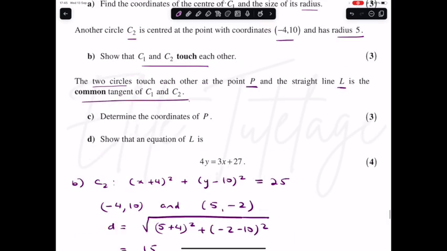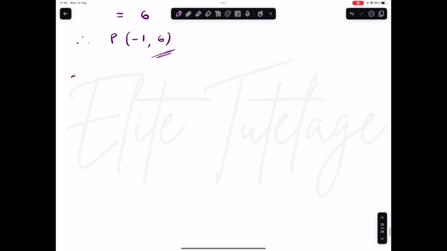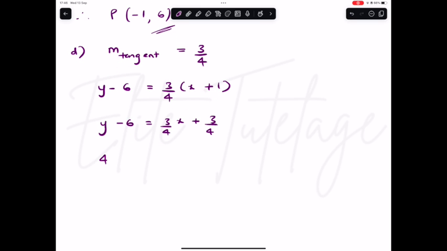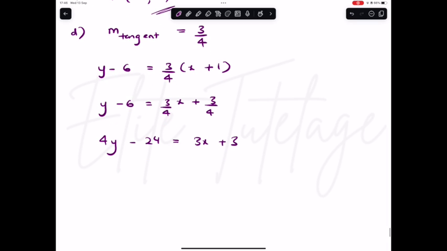So for the final part of this question, I have to show that the equation of L is in that form. Now, that's really easy because I've got my coordinates of P. All I need to do is work out the gradient of the tangent, which is the perpendicular of what I worked out earlier. So y minus 6 equals 3/4 (x plus 1). So that's y minus 6 equals 3/4 x plus 3/4. I'm going to multiply everything by 4, and that would give me 4y minus 27 equals 3x.